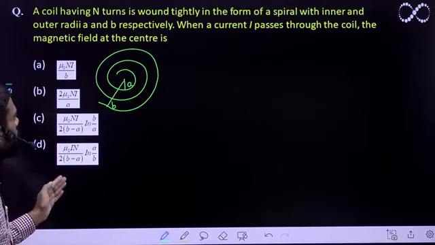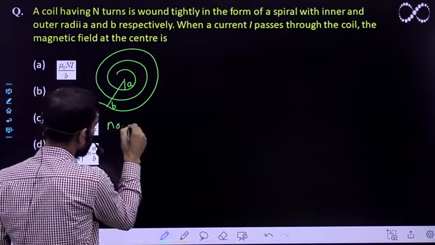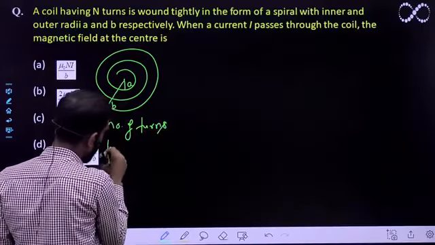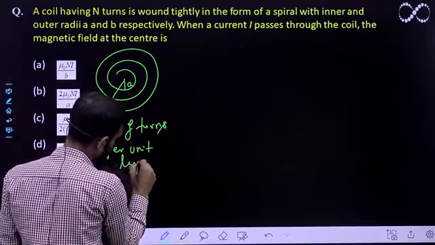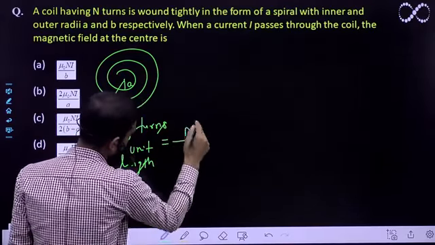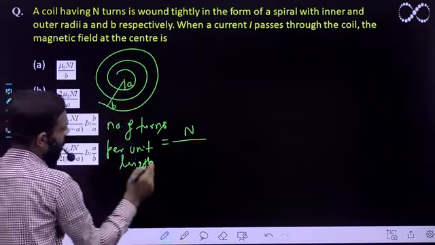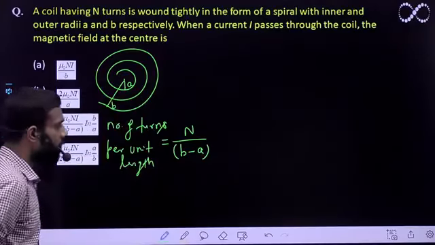So I can see what the turns per unit length is. You can see here the number of turns per unit length will be equal to n, and this n is in how much length? See, this b minus a. So this becomes n upon b minus a. So this is the total number of turns per unit length.